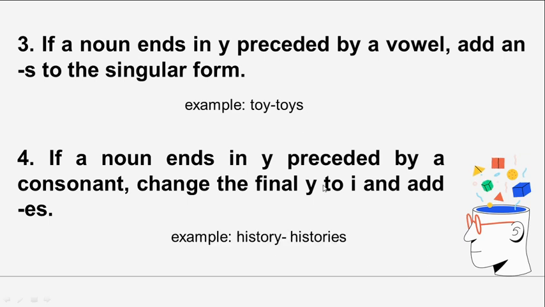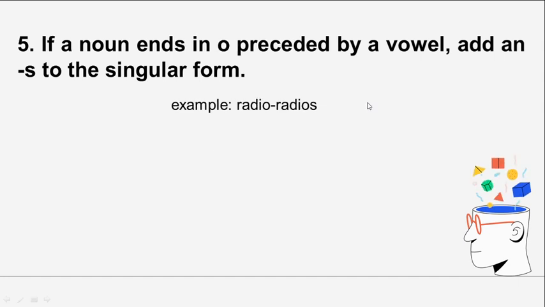For example, history. As you can see, it ends with letter Y and it is preceded by a consonant letter, which is letter R. So you need to change Y to I and then add ES. So history will be histories. Can you think of another example? Good job! Next, our fifth rule.